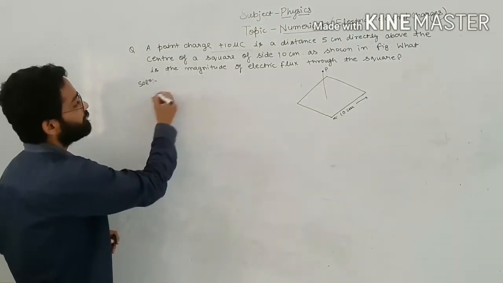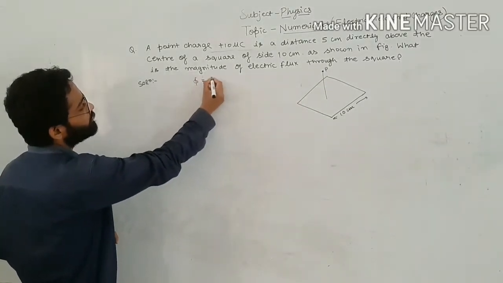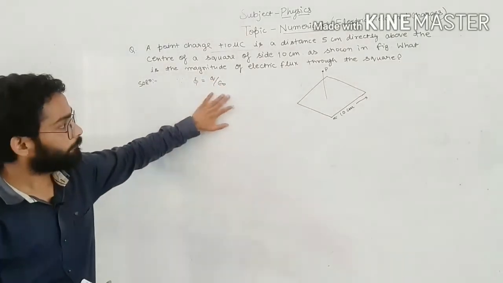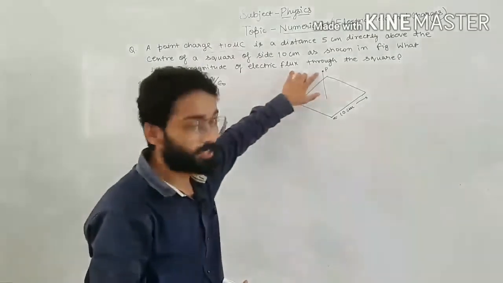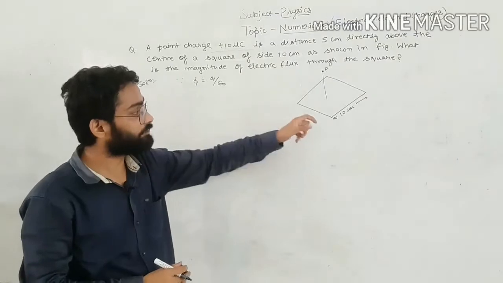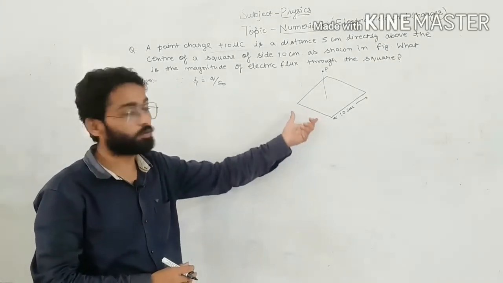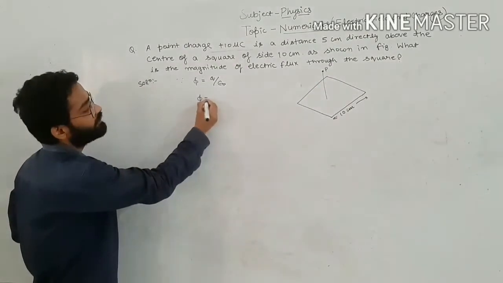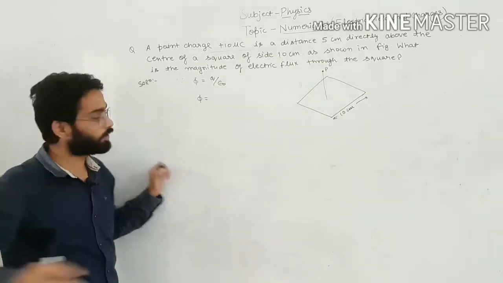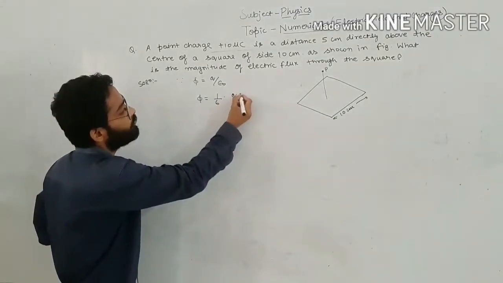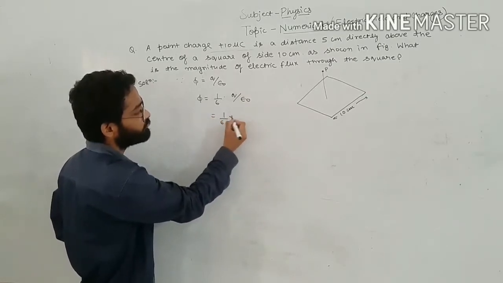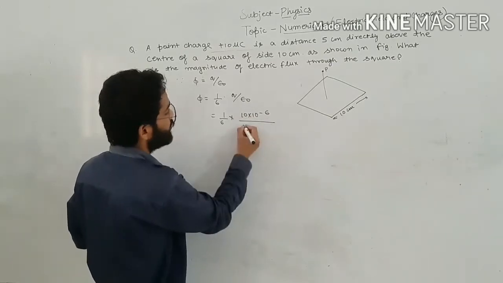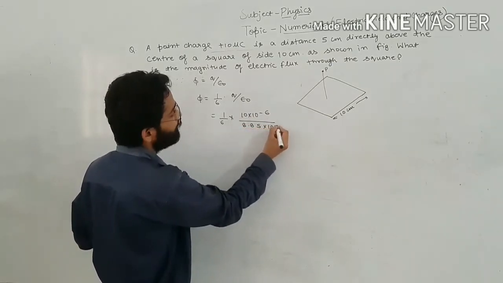Remember one thing: by Gauss's theorem, the electric flux is given as phi equals q upon epsilon naught. But what is the value of it at this point P? At point P, we have to see how much of this flux the square is going to get. Finding out the impact on the square, it is written as 1 by 6 of q upon epsilon naught. That is 1 by 6 of the given charge, 10 into 10 power minus 6, upon 8.85 into 10 power minus 12.